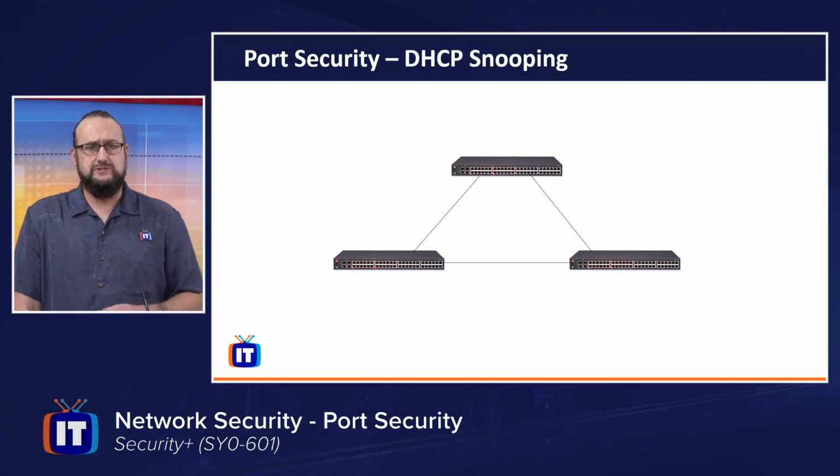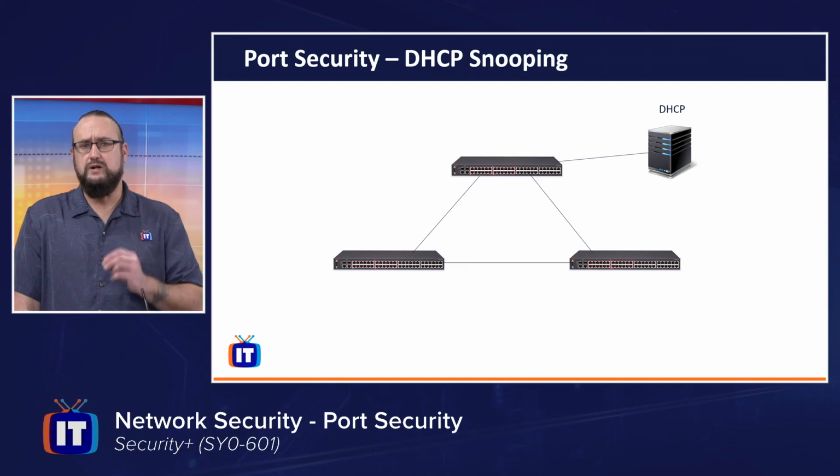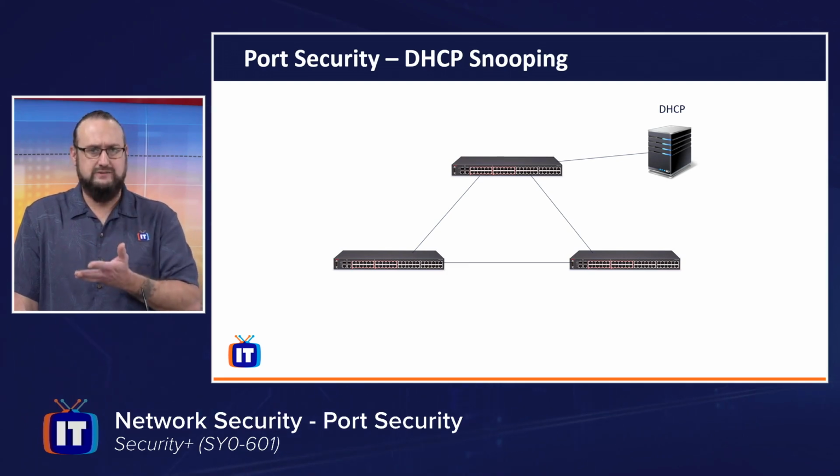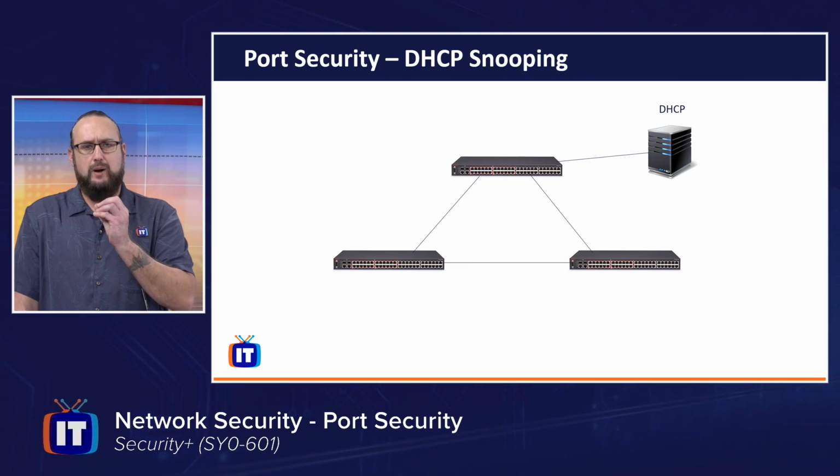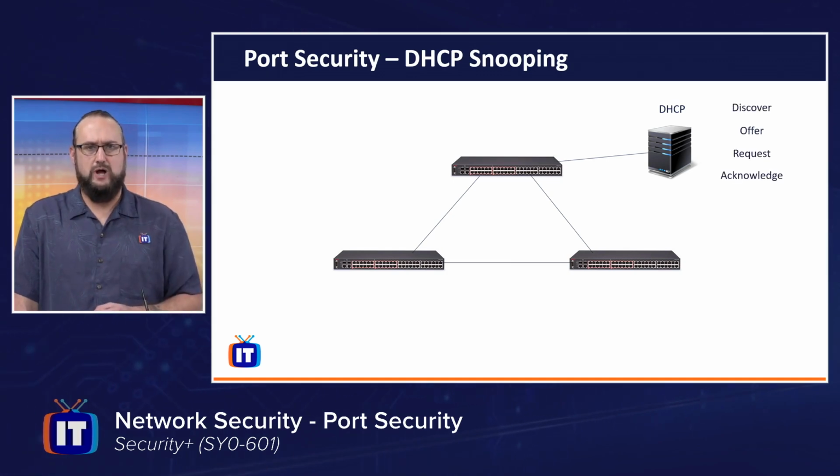All right, DHCP snooping, what it does is it says, we're going to need DHCP process to happen, right? And that DHCP device, server, if you will, firewalls can do DHCP, a lot of devices can do DHCP, all right? But we're only going to allow this DHCP server that's plugged into this port to go through this process.